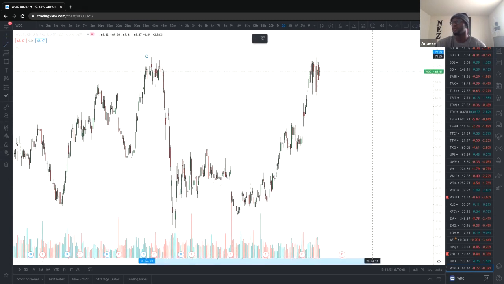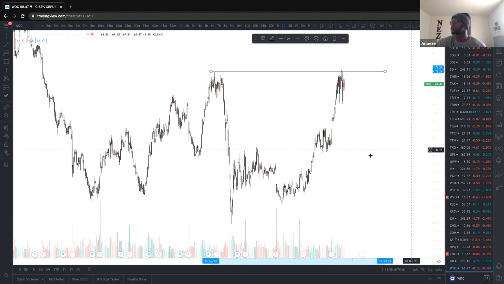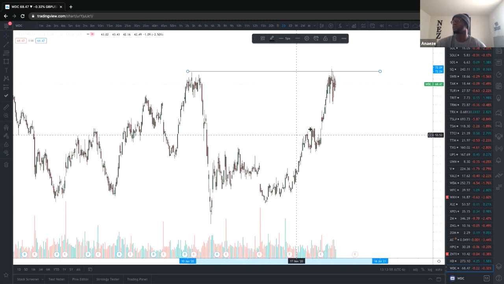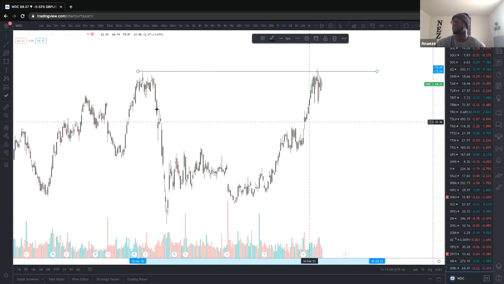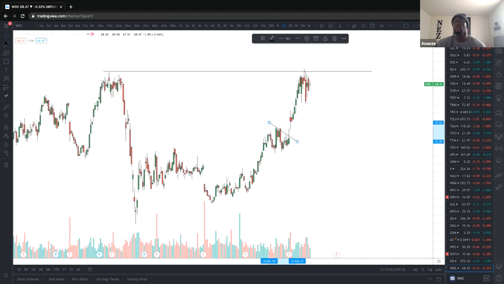So if you can learn to look at DXY, which stands for the dollar index, then you would do a pretty good job identifying whether the market will become bullish or bearish for the day, for the week, all that kind of stuff. So yeah, WDC.